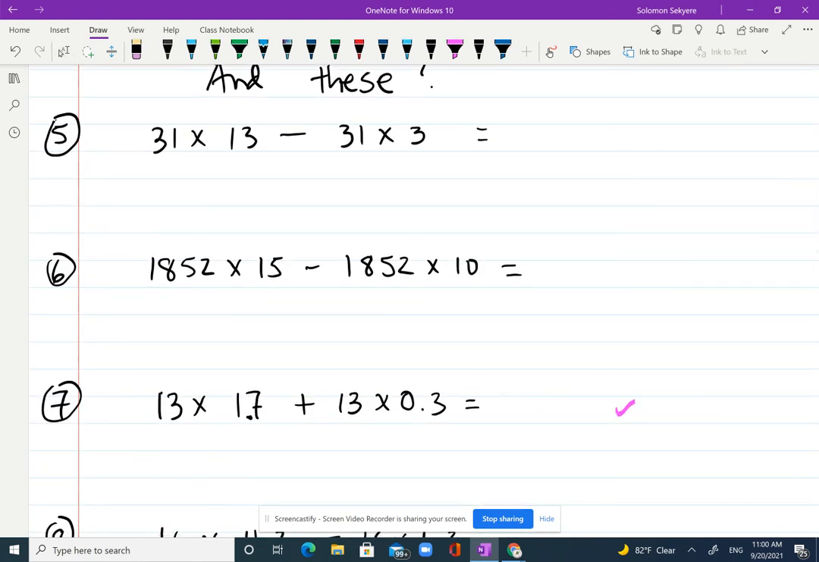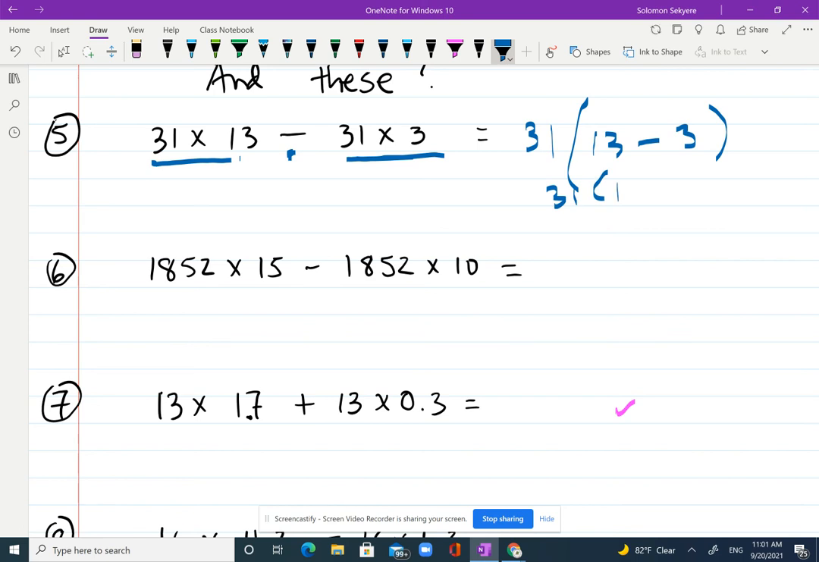What are you going to do? A multiplication, another multiplication, and there is subtraction. What number is common to both? 31. I pull it out. When I take my 31 out, what is left here? It's 13. I bring this sign here, whether it is plus or minus. This one is minus, so I bring minus. What number is left here? 3. So this whole thing is the same as 31 times 10, which goes to 310. You see that? Sometimes when you factor it, the whole bulky thing becomes so easy.